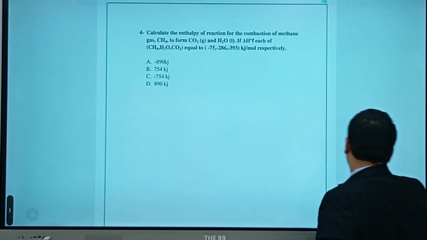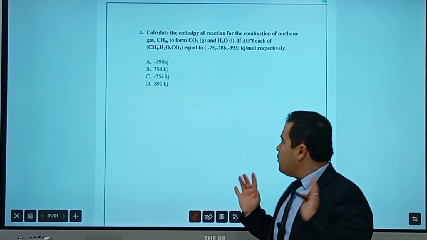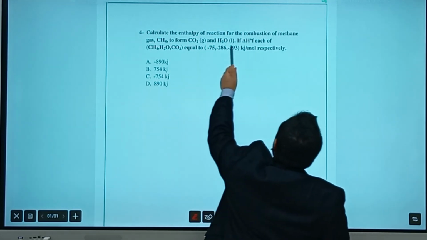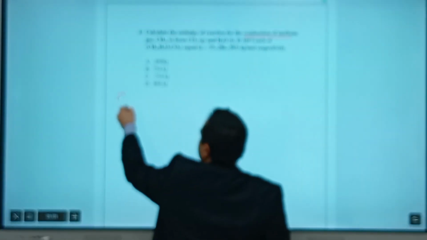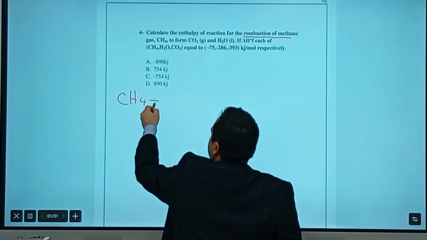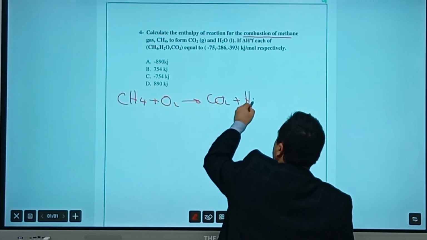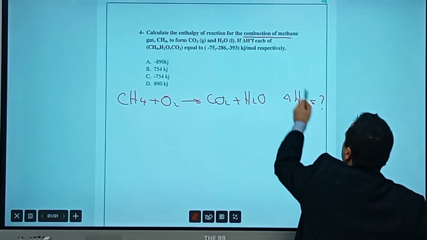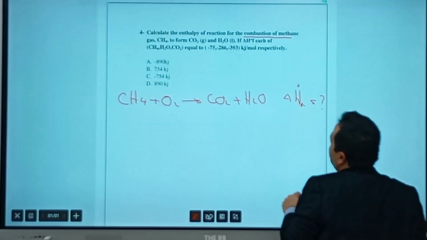Another question, this is a ministerial exam question again. The steps are not given, so we will be writing the steps. Calculate the enthalpy of reaction for the combustion of methane. CH4 must be combusted with oxygen to form what? CO2 and H2O. The enthalpy of this reaction is equal to what? Or we can say the enthalpy of combustion, delta Hc of methane.